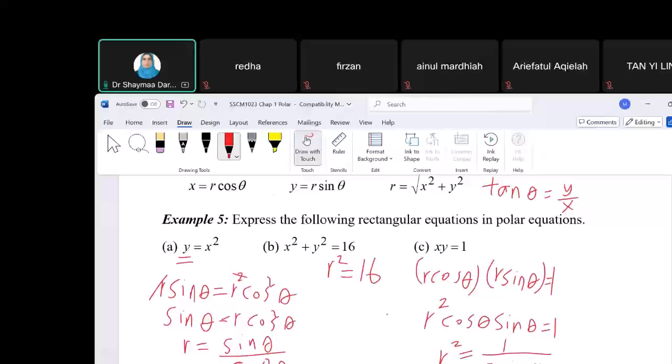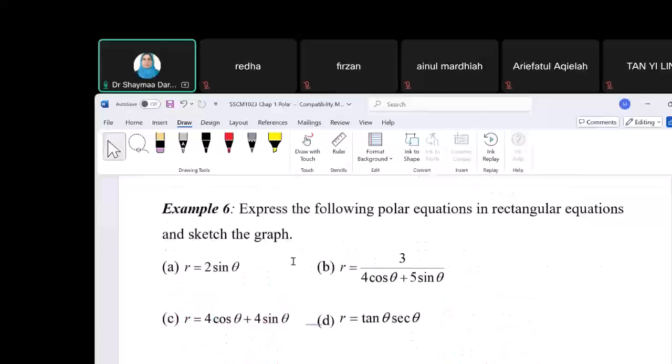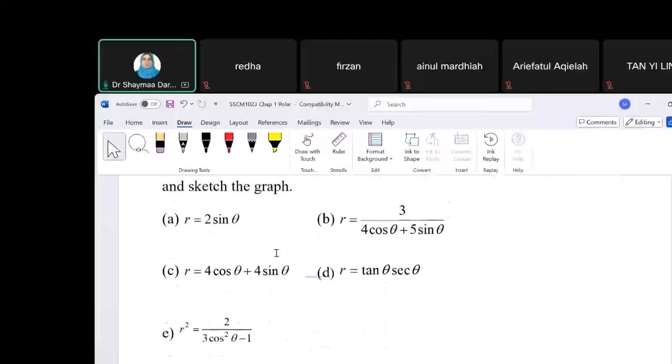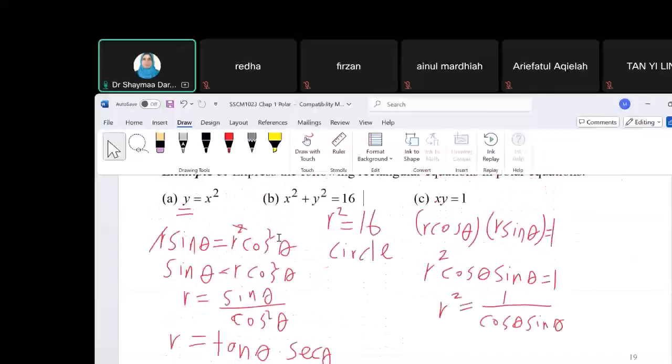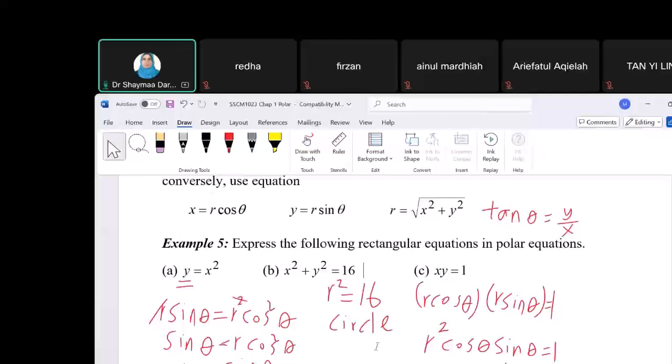So now we have an equation including only r and theta. No x and y should be here because this is a polar equation. This one is the Cartesian equation, xy equal to 1. This one is the polar equation. So a polar equation, if you still have x and y, is incorrect. X and y should totally disappear.